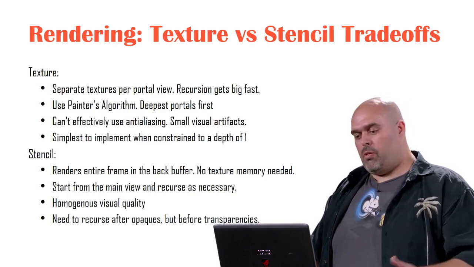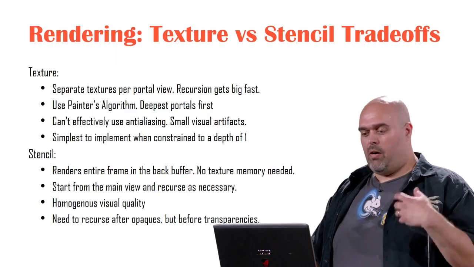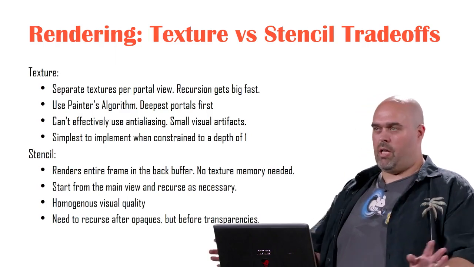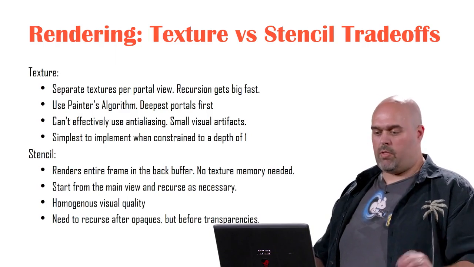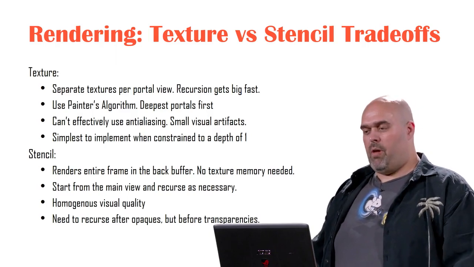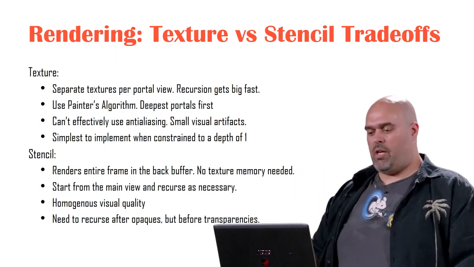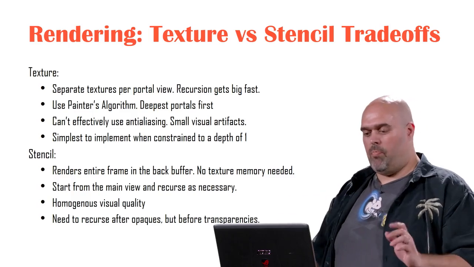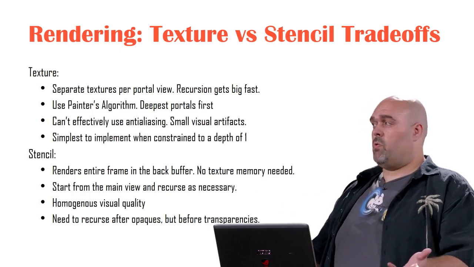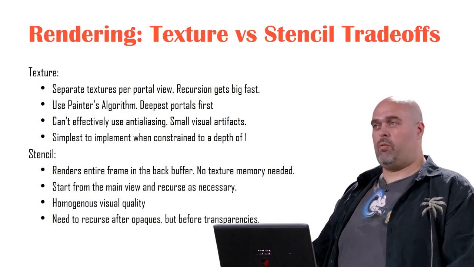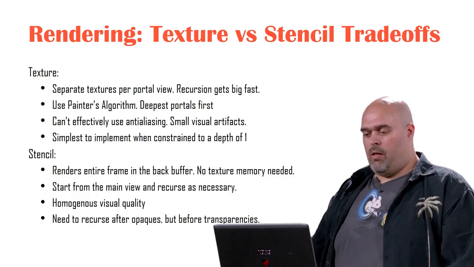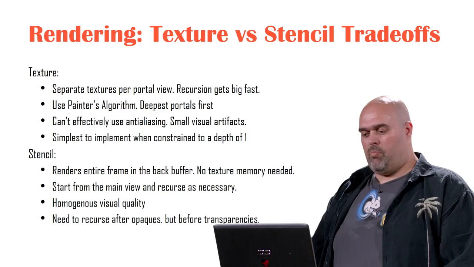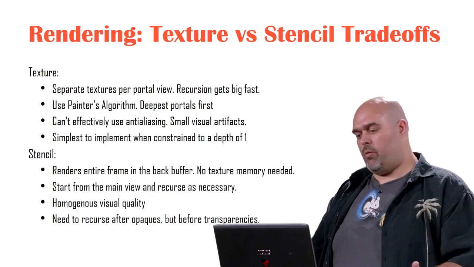By contrast, when we render with stencils, it renders the entire frame to the back buffer, so you don't have any extra texture memory requirements. You're doing it all in a single pass. Starting from your main view and working your way in, you actually have to nest it a little bit, so it's interesting. You're guaranteed to get homogeneous visual quality because it's a single pass the way you're rendering the rest of your frame. But it has a lot of extra complexity of when you render them and how you render them.